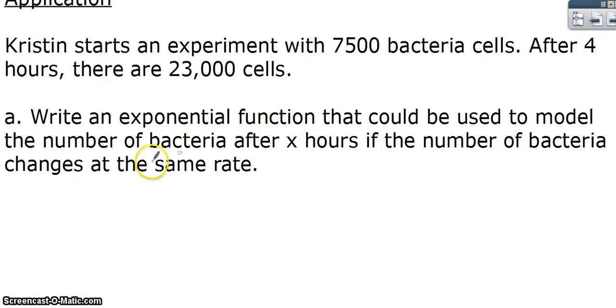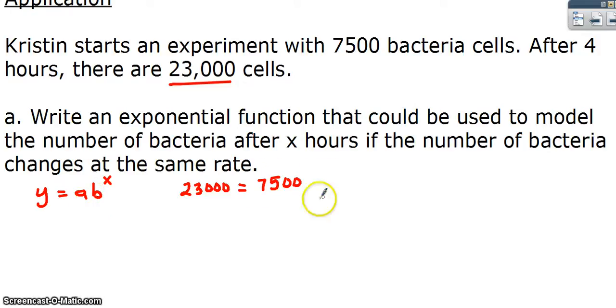All right, so we're writing this function here. So we've got y equals a b to the x. This is your general form of an exponential function. y is how much we have at the end. So they tell us that after 4 hours, you have 23,000. So 23,000 goes in for y. A is your initial amount, so that's going to be the 7,500 that we started with.